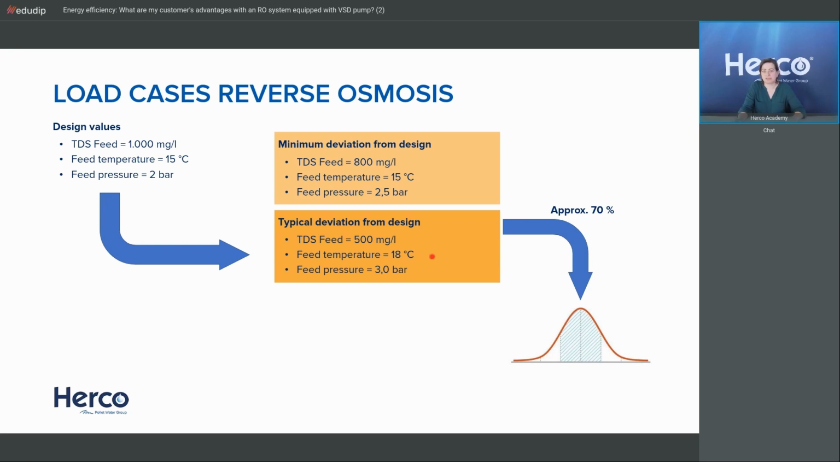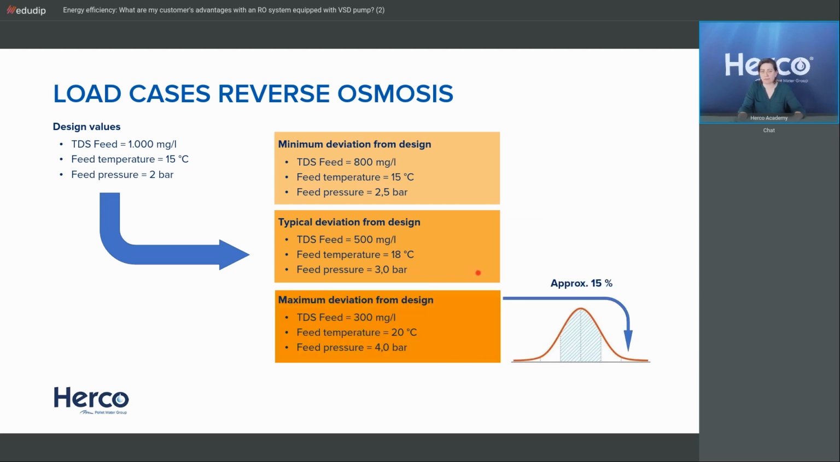We have 18 degrees Celsius, which you can reach really easily. And we have 3 bar feed pressure, also not too much. And then we have defined maximum deviation, 300 milligrams per liter TDS. That's what we have, for example, here in our test field in Freiberg with a drinking water supply. 20 degrees Celsius. In summer, we are far higher than that actually here. And feed pressure of 4 bar. So this is what we have defined for the load cases.